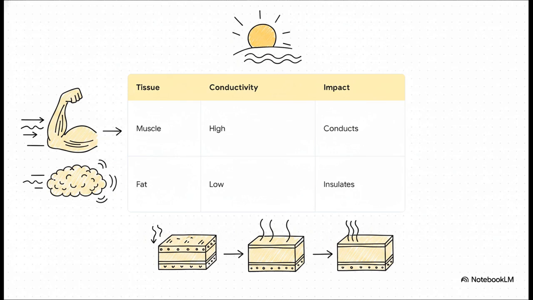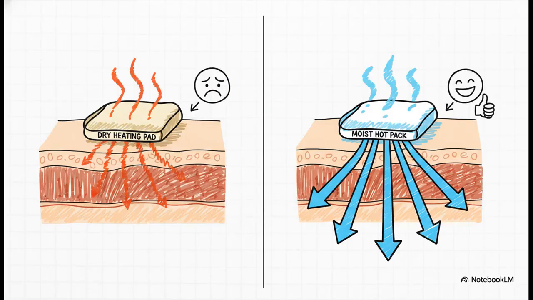They essentially welcome the heat in, conducting it rapidly and efficiently. But fat, adipose tissue, has incredibly low thermal conductivity. It literally acts as a stubborn physical insulator, actively fighting against the flow of heat, trying to reach the deeper tissues.